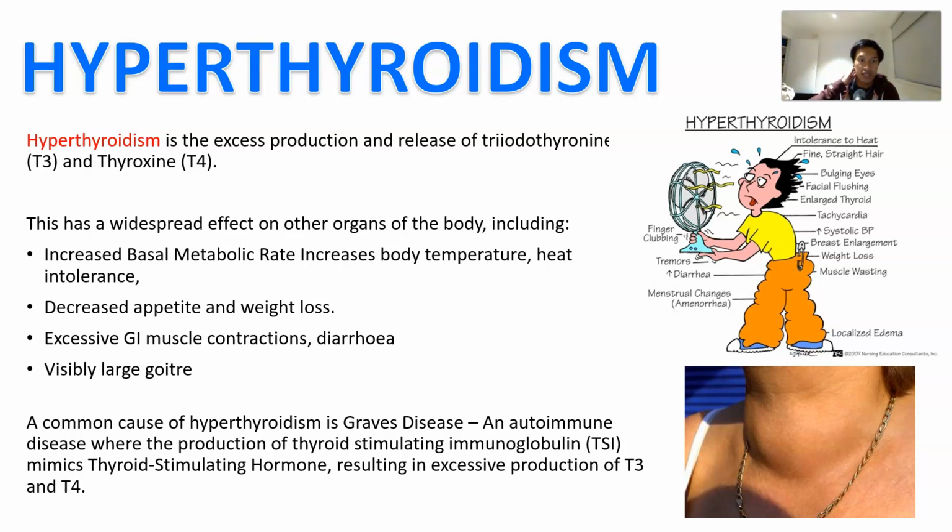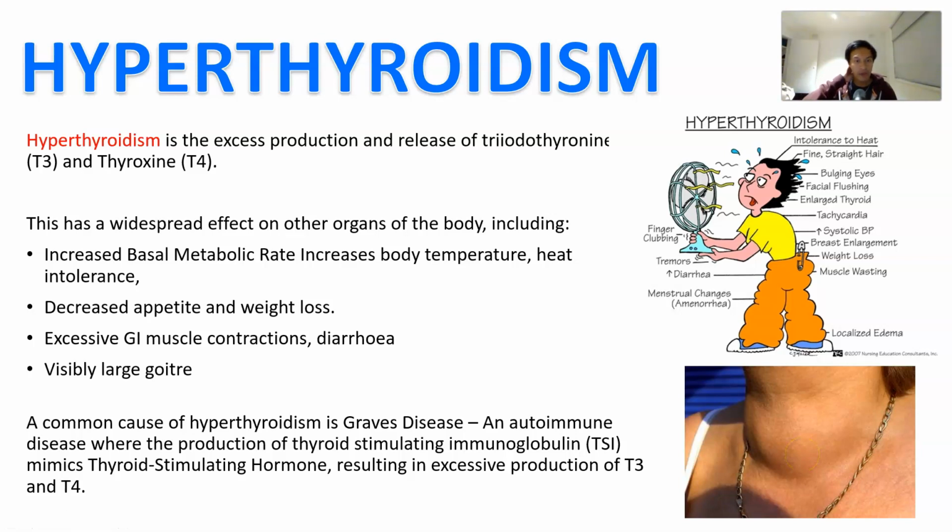You also get a decreased appetite and weight loss, and then it also leads to excessive GI contractions and diarrhea, right? And also, in some people, you also get a visibly large goiter, which is obviously a swollen thyroid, and you can see that in this image here.